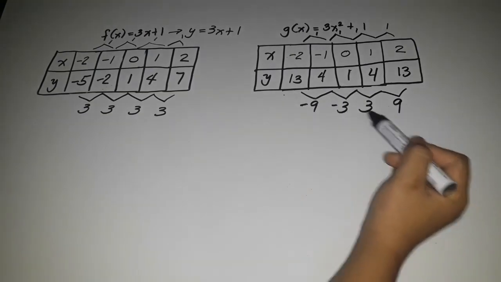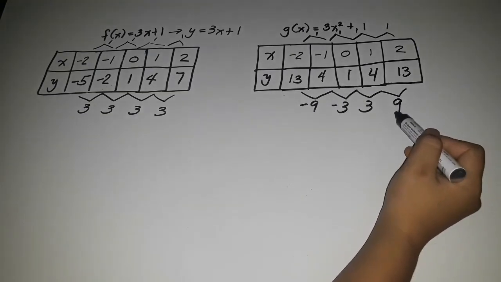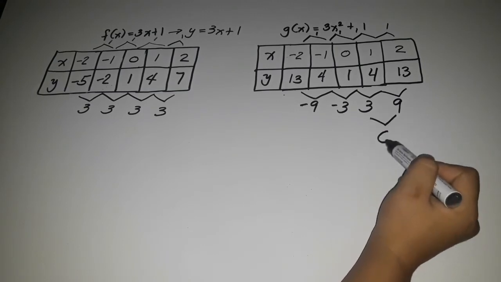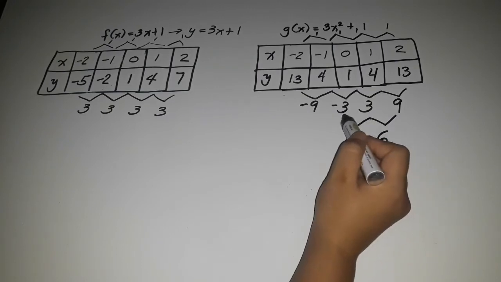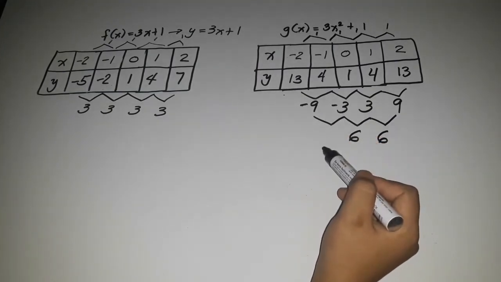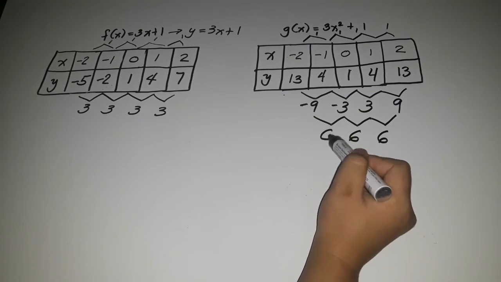Kunin natin yung second differences ng y. 9 minus 3 is 6. 3 minus negative 3 is 6. And negative 3 minus negative 9 is 6.